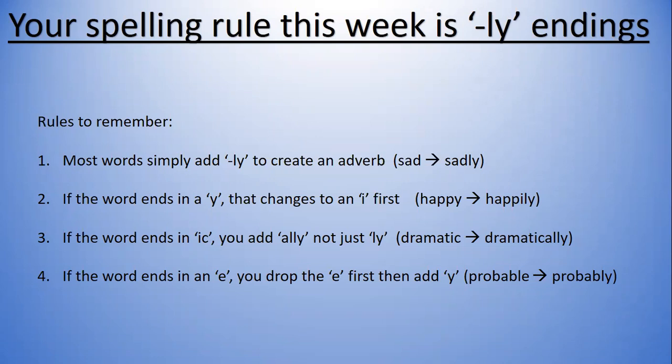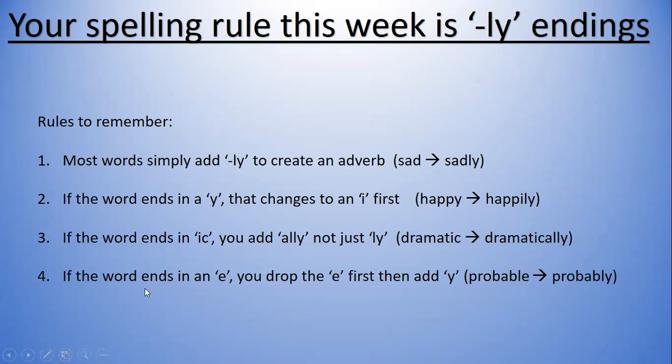If the word ends in IC, and there are quite a few of these words, you add ally, not just the ly. So like dramatic would become dramatically, and you add ally. I often just say it like that, a bit weird, so I remember. So like dramatically. Obviously that's not how the word is said, but if you say it like that, it helps you remember that that's what you're adding on the end. That's probably the hardest rule to remember, that third one.